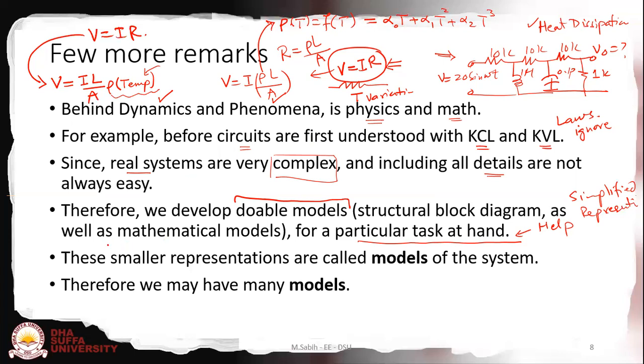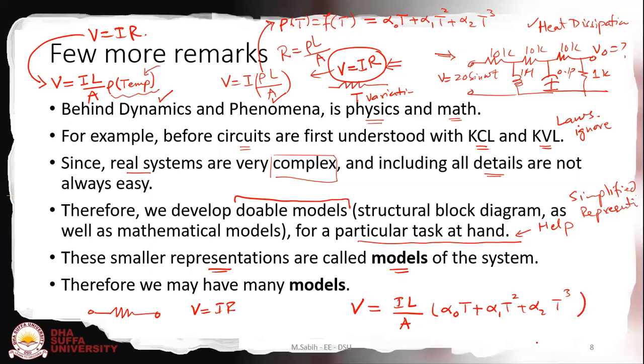OK, so what I am trying to emphasize here is कि ये जो representations हैं हमारे पास, they are actually called the models. So for a resistor what we have seen here is कि एक resistor के लिए ही we can have a simple V equals to IR model, as well as we can have a detailed model which is, for example, here जैसे हमने बनाया V I L upon A, or this can be, let's say, alpha naught T plus alpha 1 T square plus alpha 2 T cube, and there might be some other, ठीक है, third order model. So this becomes a very complex model.